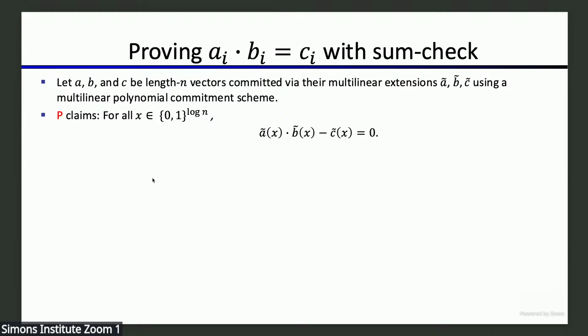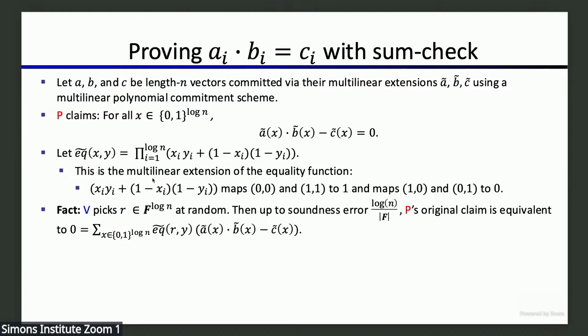In the univariate case, the claim was polynomial A times B equals C at all points in some set, where that set was a subset of the field. In the multilinear case, the sum check case, the relevant set is always {0,1}^L for the relevant value of L. If these vectors A, B, and C have length n, we interpret them as functions over {0,1}^log n, because there are n elements of that domain. Anyway, that's the right number of variables here.